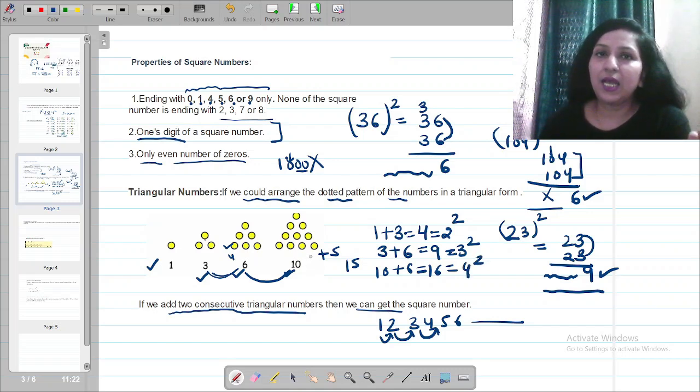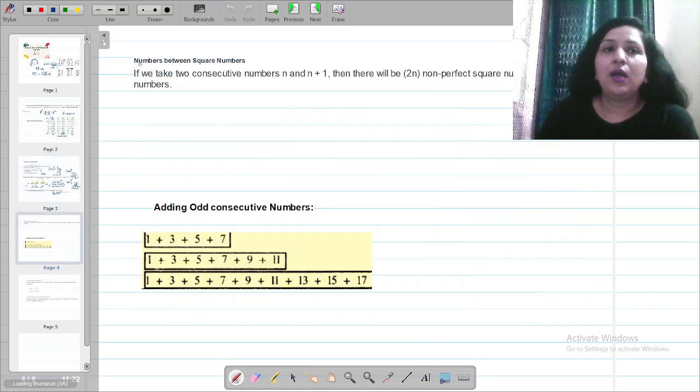So we have seen that when we are adding two consecutive triangular numbers, your answer is coming as a square number. Square number means a number which can be represented by multiplying two similar numbers together. Okay, let's move to the next topic now. The numbers between the square numbers.